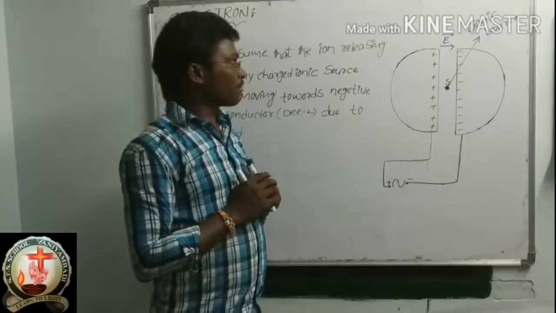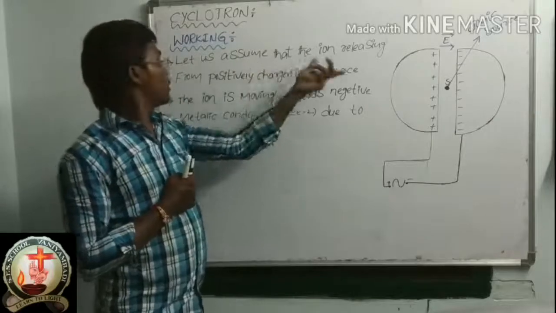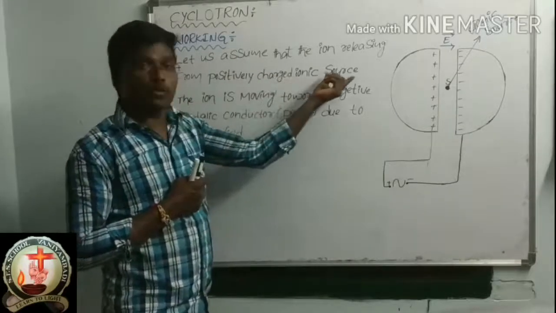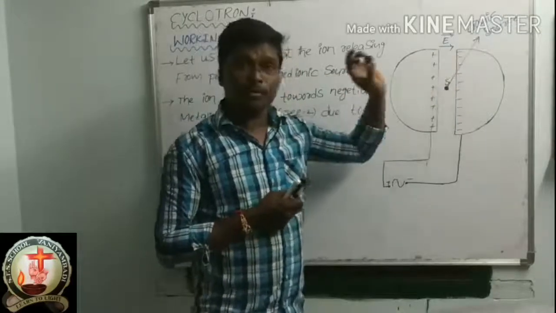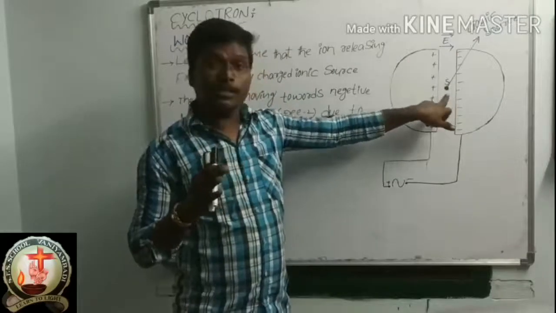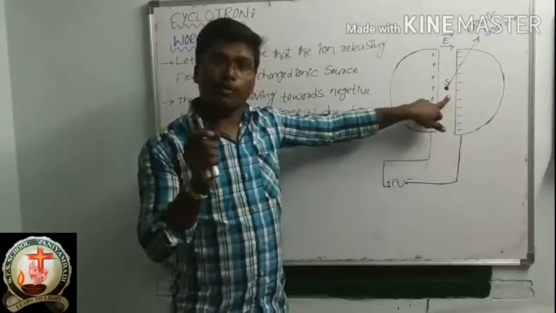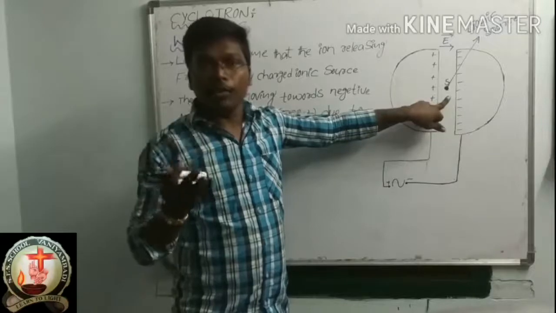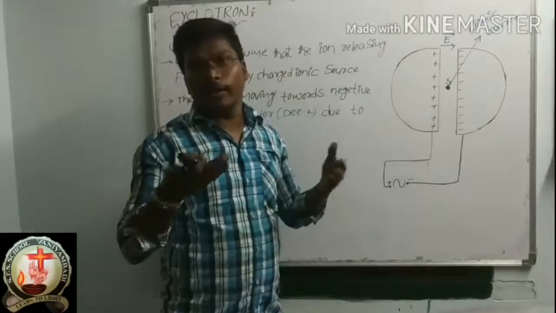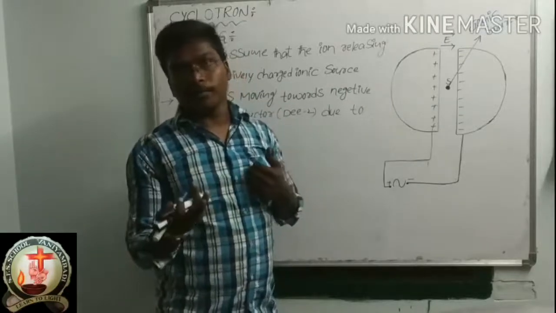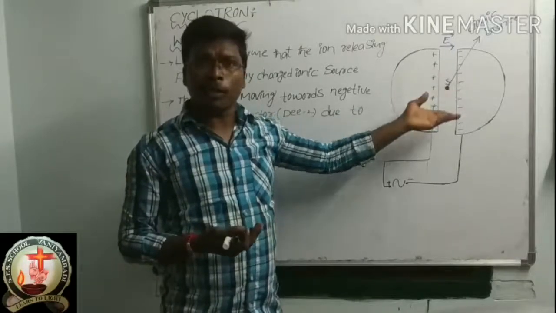Now, you can see. Let us assume that the ion is released from a positively charged ionic source. I told you already, in between the two D's some gap is there. In that gap we placed the ionic source. So you can assume this is the positive ionic source. Ionic source means it will give ions. Just like a light source gives light, for example the sun, here we placed an ionic source. What is the benefit of this ionic source? It will release ions. Correct.